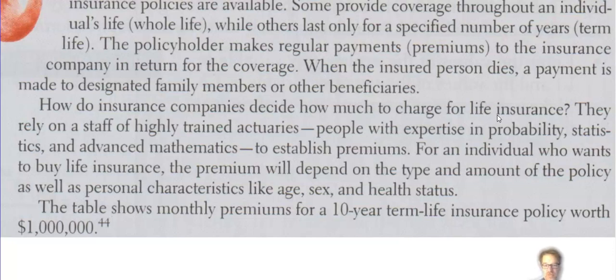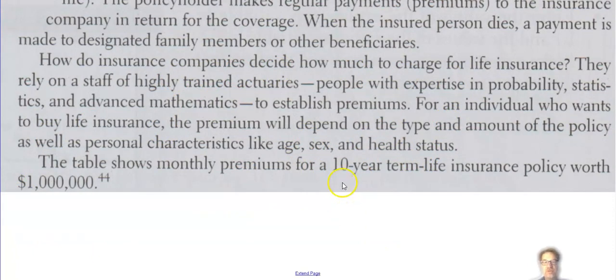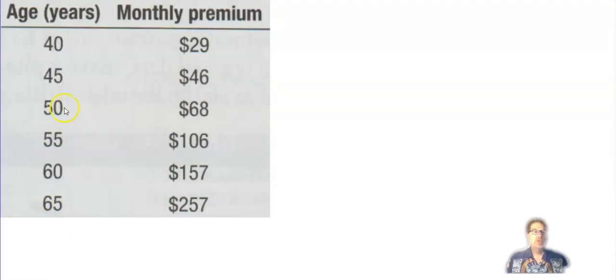The table shows monthly premiums for a 10-year term life insurance policy worth $1 million. What this means is every month for 10 years, you are going to pay in a certain amount of money, and if you pass within that time frame, your loved ones will be given a check for $1 million. That way, on hopefully what will be a very sad day for them, they can still pay the bills. So they created a table. A 40-year-old is going to have a monthly premium of $29. A 45-year-old pays $46 every month, and so forth and so on up until 65.